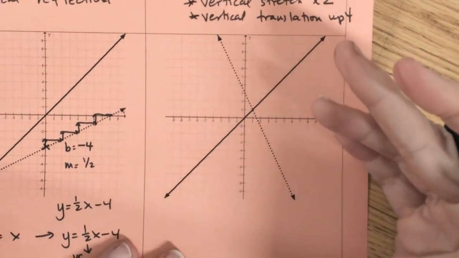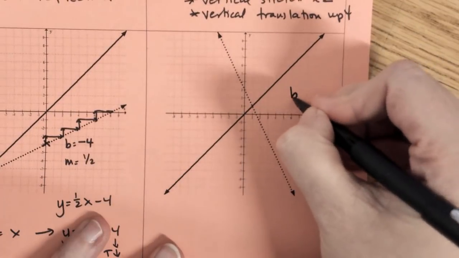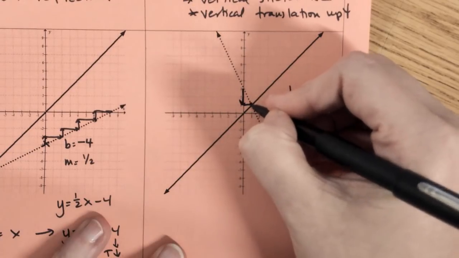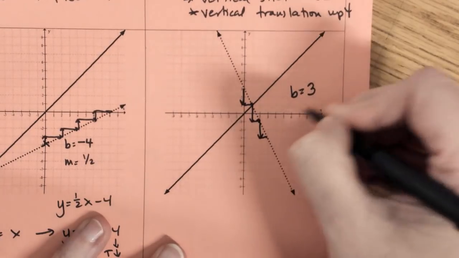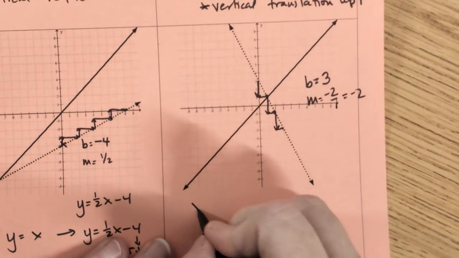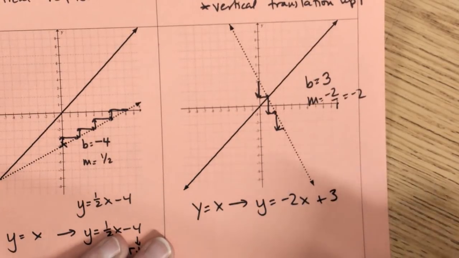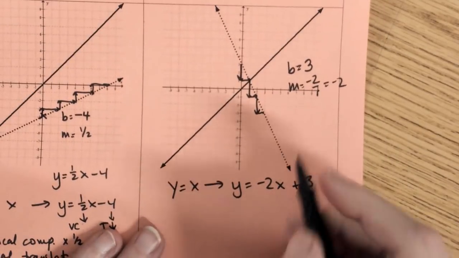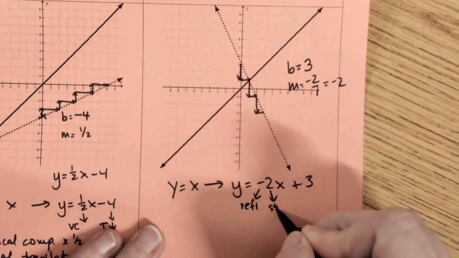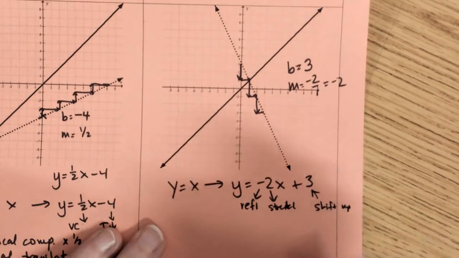Now this is the hardest one. And again, these are all examples, but this is the hardest one. Okay, so first of all, my new line has a y-intercept of 3, and the slope looks like -2 over 1, which is -2. So my y equals x turned into y equals -2x plus 3. So I've got 3 things here. I've got a reflection, I've got a stretch, I've got a shift up.